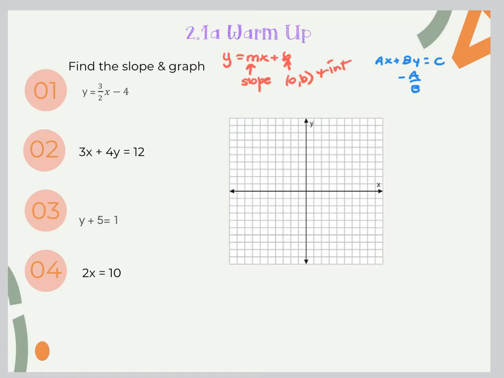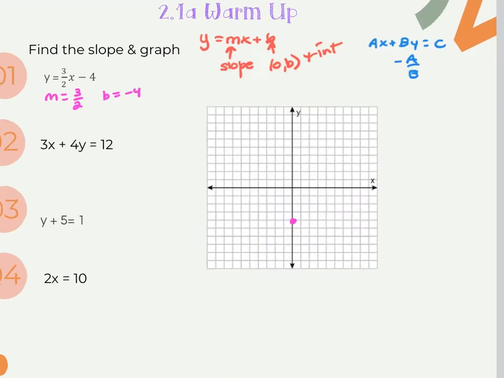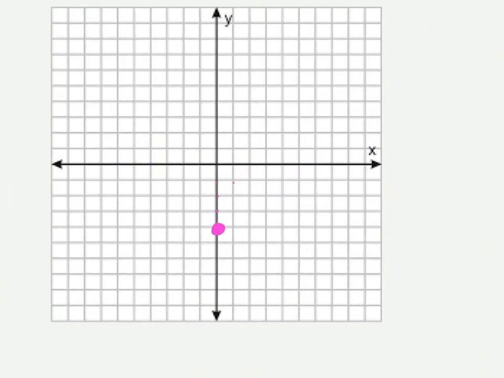So for number one on this one, my m is 3/2, which is my slope. And then my b would be negative 4. So I'd start at (0, -4), and I'd go up 3 and to the right 2. 1, 2, 3 and to the right 2. Okay, again, you could also go down 3 and to the left 2 because you reverse both those signs. It still results in a negative number. And then draw your line through those points, and you get that first line.